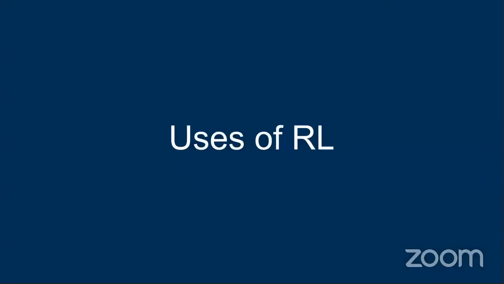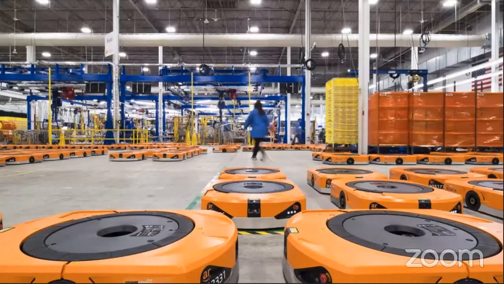So let's look at uses of reinforcement learning. We'll take examples of what positive reinforcement and negative reinforcement mean in these contexts. An actual real world use of reinforcement learning is this Amazon workshop. You can actually see the Amazon logo there, right? And you have these bots which can carry weights, and these weights go all over the place.